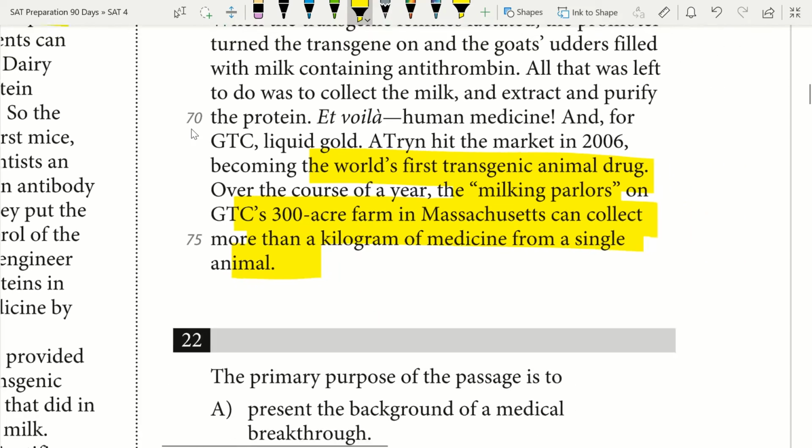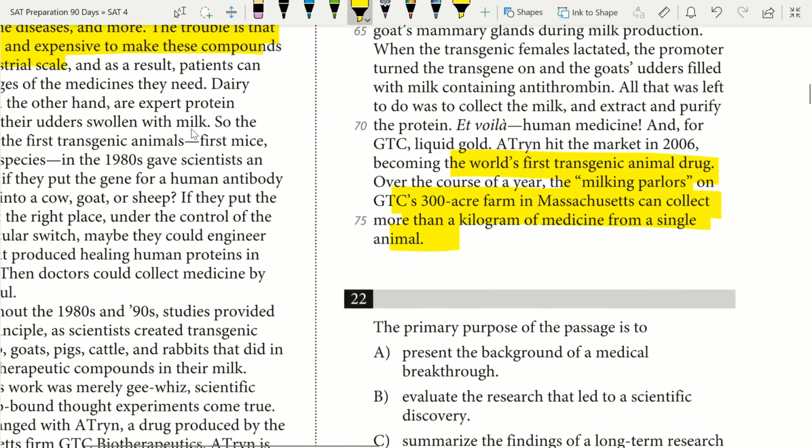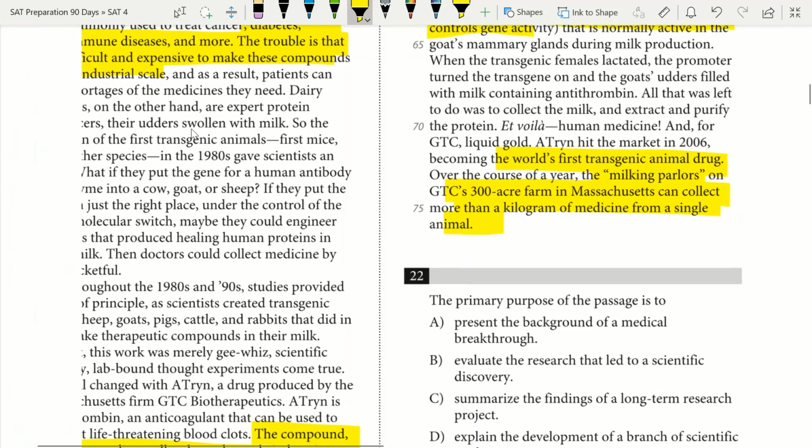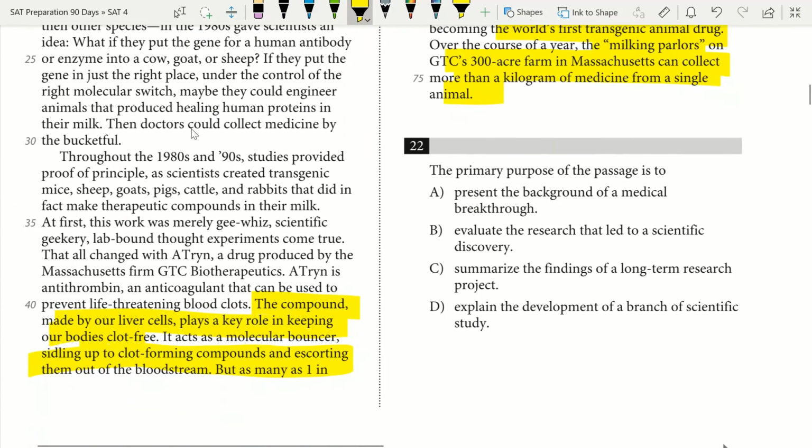All right, so now let's go ahead and get into our questions. Okay, so we've got question 22, the primary purpose of the passage. If we think about this passage as a whole, we're talking about the whole development of this phenomenon, right? So we provide background throughout most of this passage, and then at the end we get into that medical breakthrough. So our correct answer there would be A.